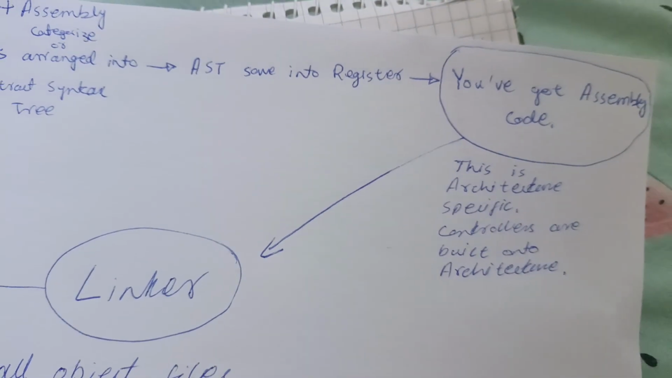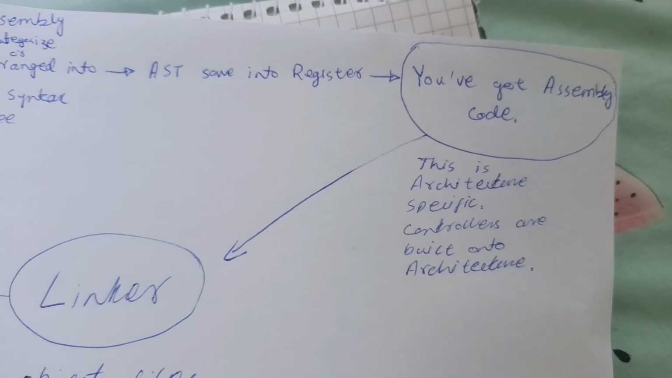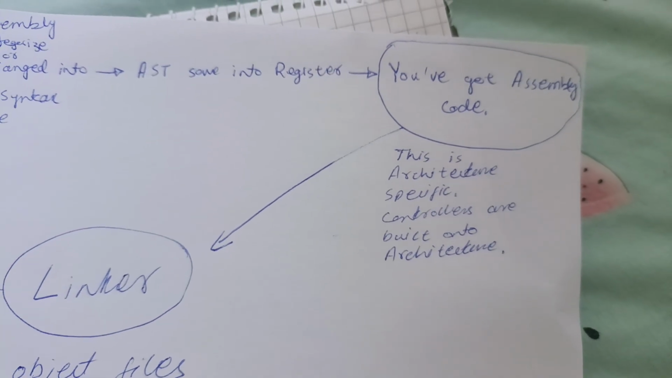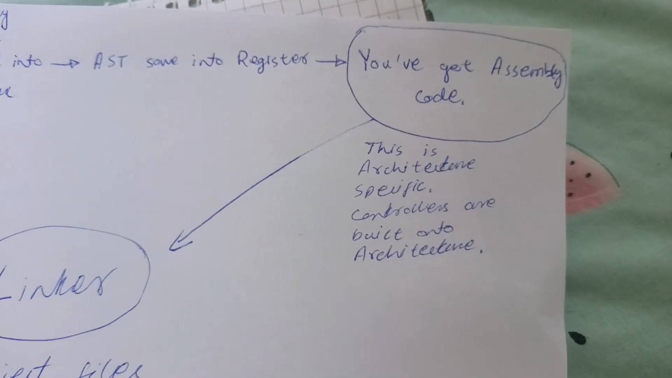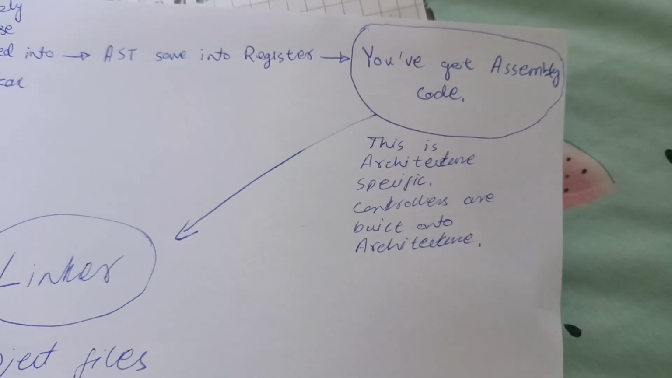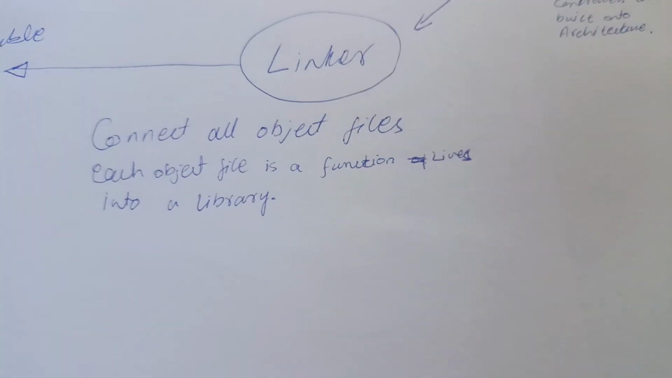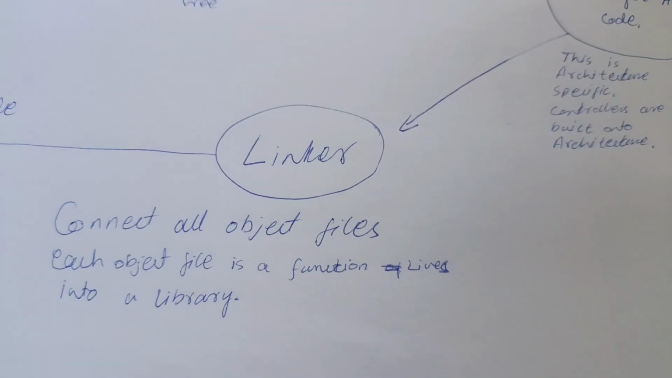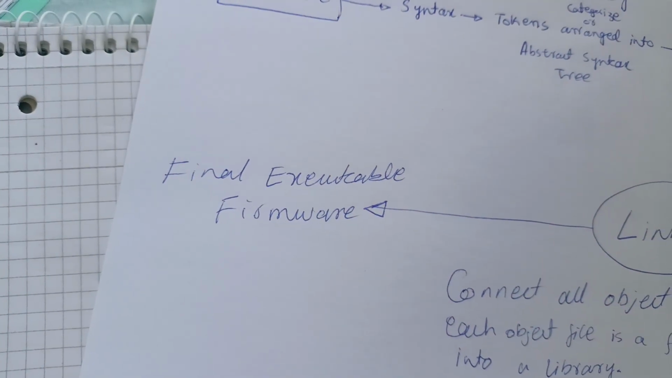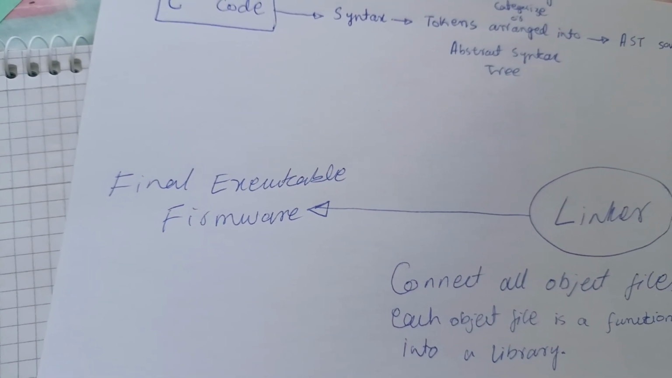So you have main as one object file, and then the math library you use is another object file. These are object files which can run on the specific controller, but we cannot run the three object files separately on a controller. They need to be glued together by a linker, and now you have the final executable firmware. So this is how controllers run a program.